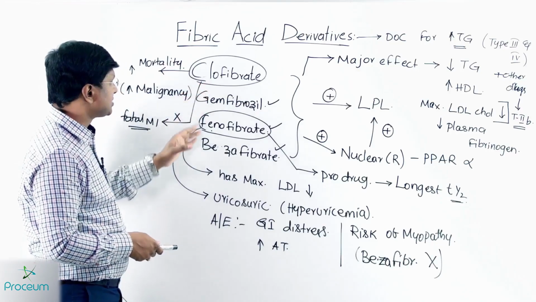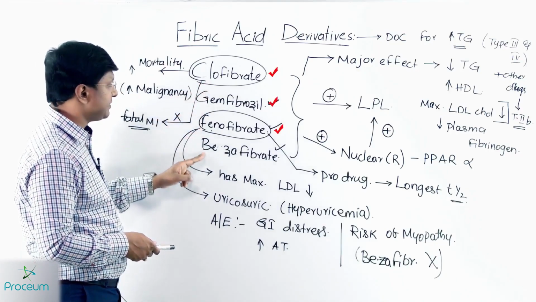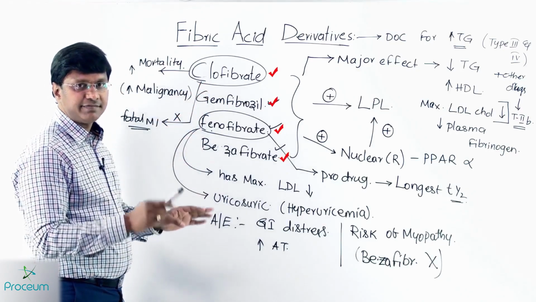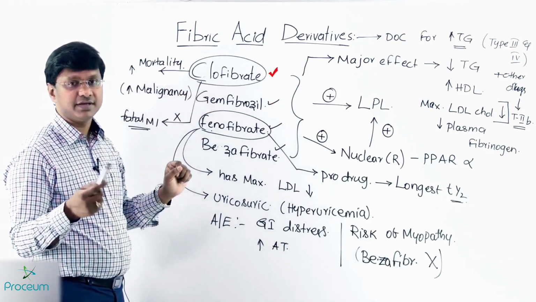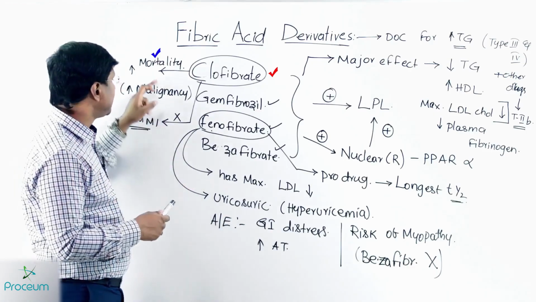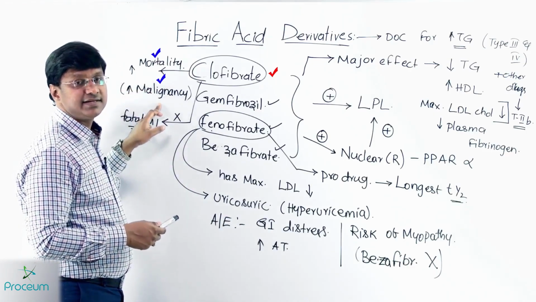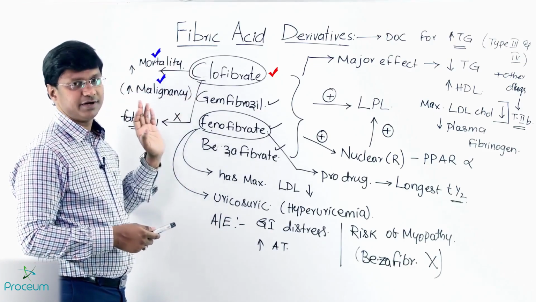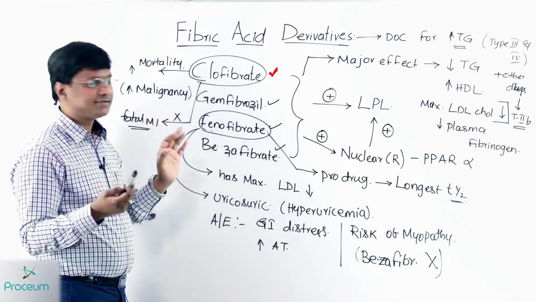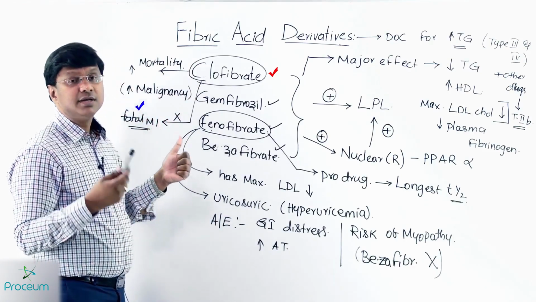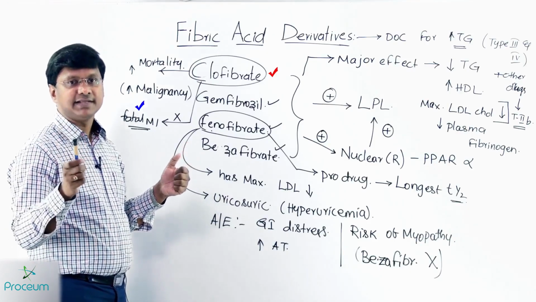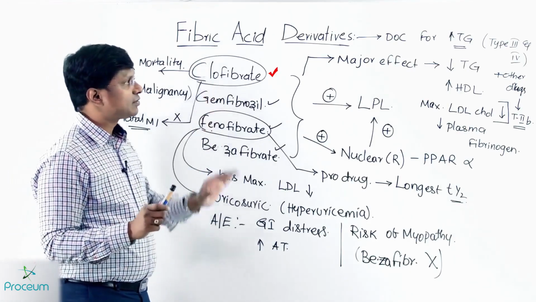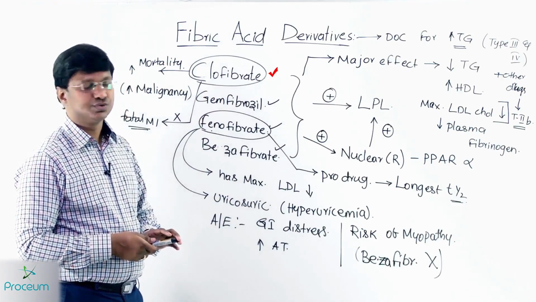Among these drugs, clofibrate, gemfibrozil, fenofibrate and bezafibrate, nowadays we are not using clofibrate. Why? Because clofibrate has an increased risk of mortality because of the malignancies it causes. Not only that, clofibrate does not prevent the development of fatal myocardial infarction, and that is another reason why it is not being used.